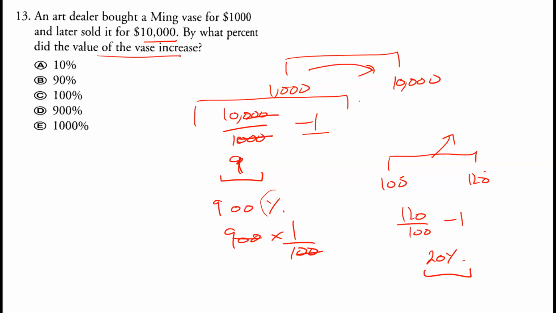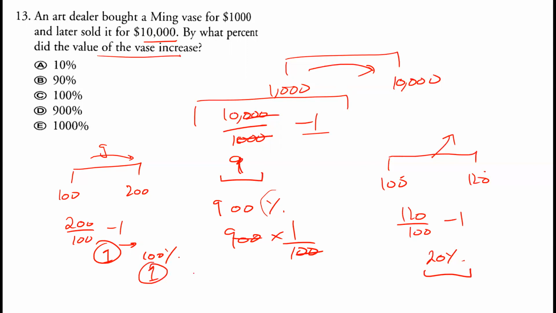So always remember, let's suppose an asset goes from $100 to $200. So what's the increase? What's the growth? So the growth would be 200 divided by 100 minus 1. And the answer comes to 1. This 1 actually represents 100%. There's a 100% increase, because 100% is actually what? 1. 100 divided by 100 is 1. So the correct answer is 900%, because 900% is actually 9.